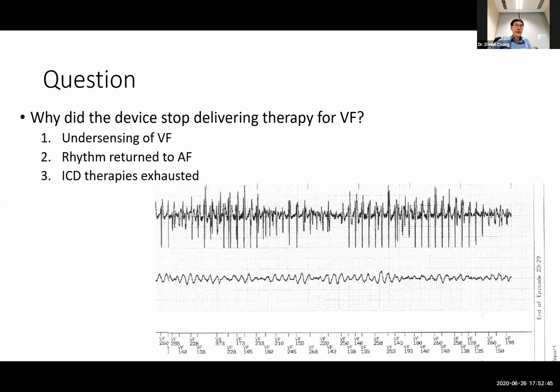So why do you think the device stopped delivering therapy for VF? It was in between this particular rhythm strip and the earlier strips that you saw. And there were sort of 9 shocks in total for the patient before this strip.